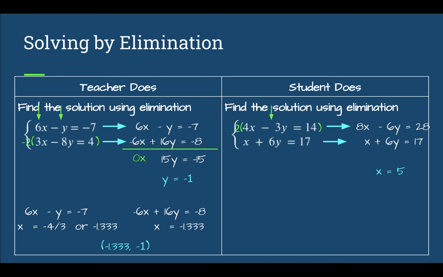You could have also multiplied the bottom one. Maybe you saw that the first number was a 1. You could have multiplied by -4.